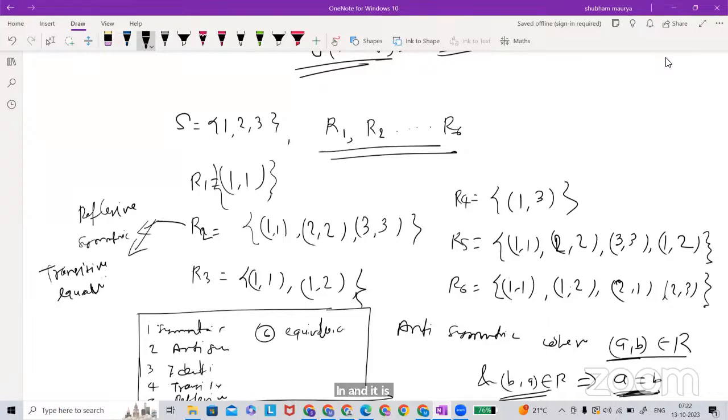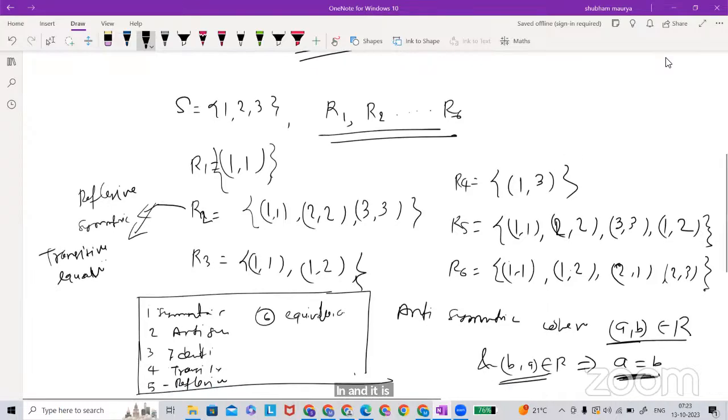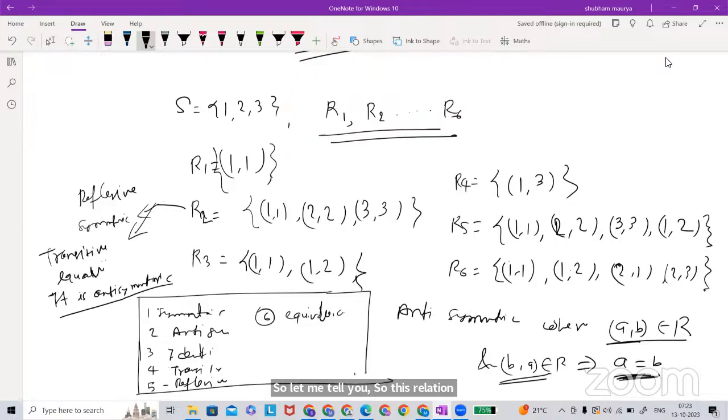And it is not an antisymmetric relation. It is antisymmetric also. Sorry, sir, can you repeat for the antisymmetric one, please? So let me tell you, this relation is antisymmetric also.